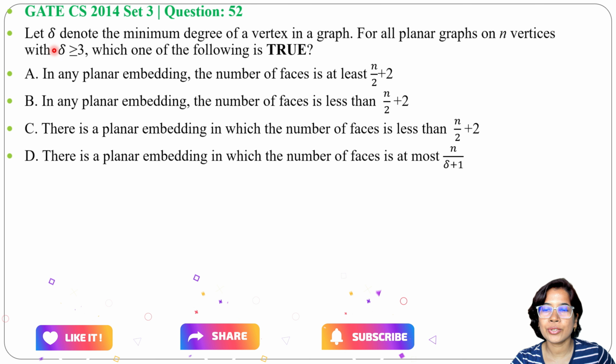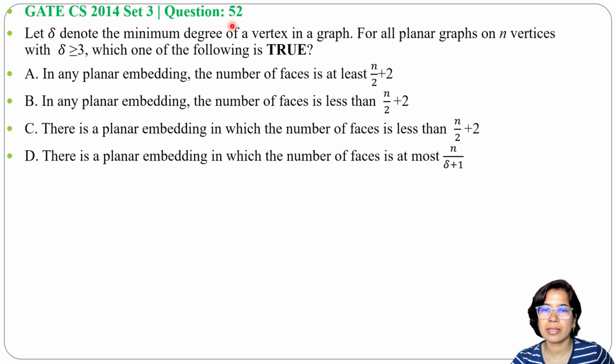Let's solve one previous question of graph theory. This question was asked in GATE CS 2014, set 3, question number 52. Let delta denote the minimum degree of a vertex in a graph. For all planar graphs on n vertices with delta greater than or equal to 3, which one of the following is true? And 4 options are given.